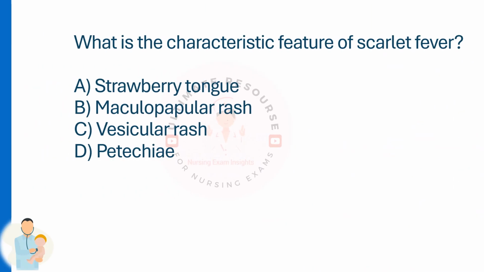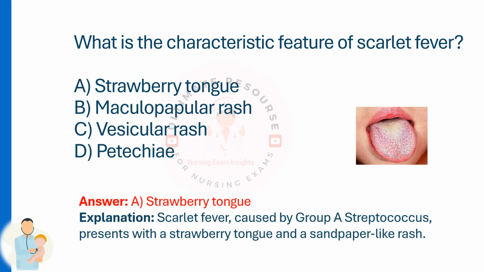What is the characteristic feature of scarlet fever? Options are A. Strawberry tongue, B. Maculopapular rash, C. Vesicular rash, D. Petechiae. Answer is strawberry tongue. Scarlet fever caused by group A streptococcus presents with a strawberry tongue and sandpaper-like rash.